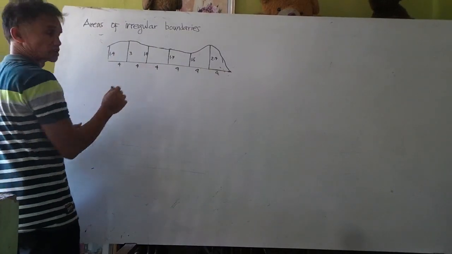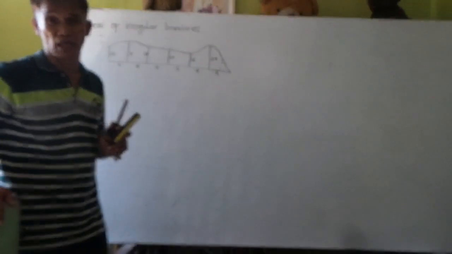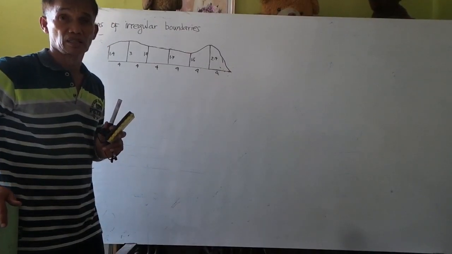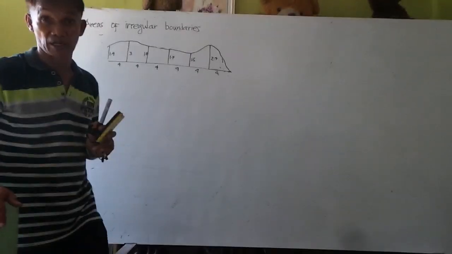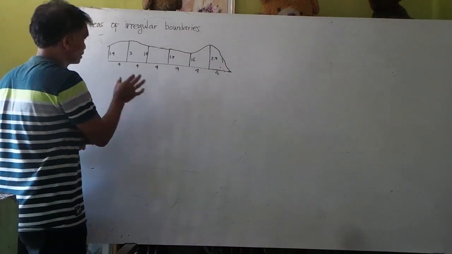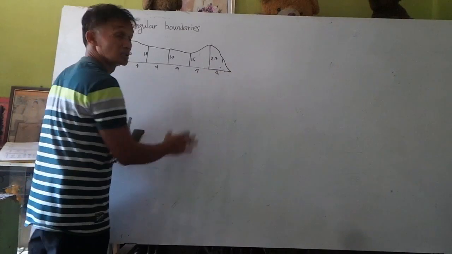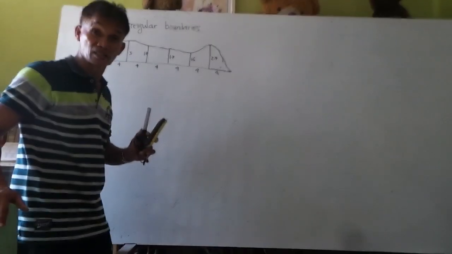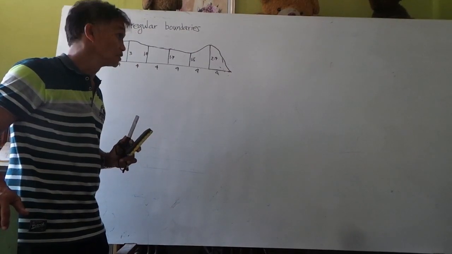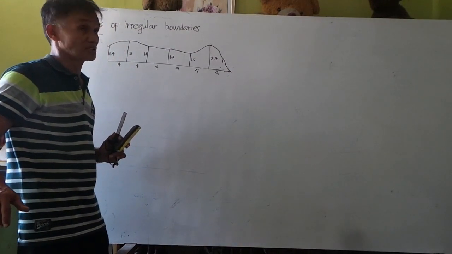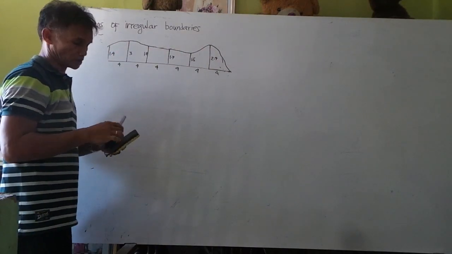Simpson 1/3 rule is only applicable when it has an even number of intervals. So let us count: 1, 2, 3, 4, 5, 6. We have 6 intervals, meaning to say, it is an even interval. So we can now use the Simpson 1/3 rule.